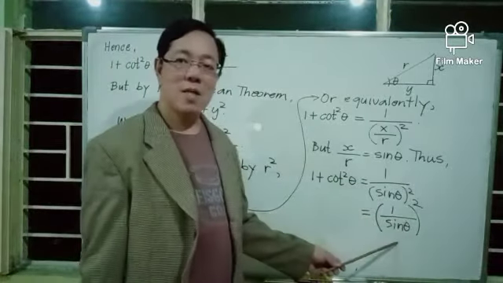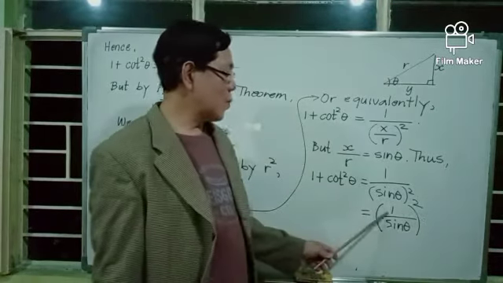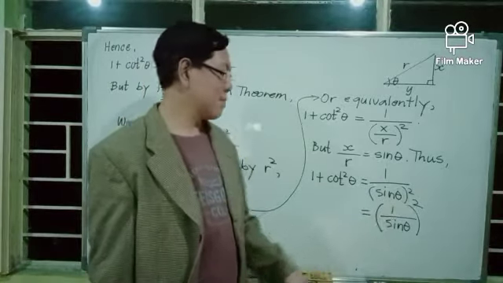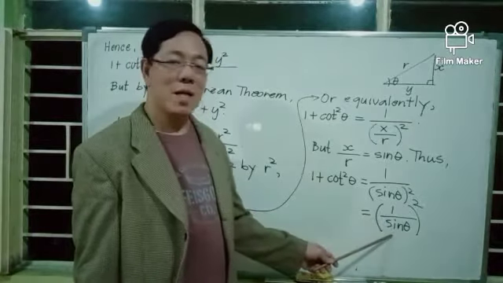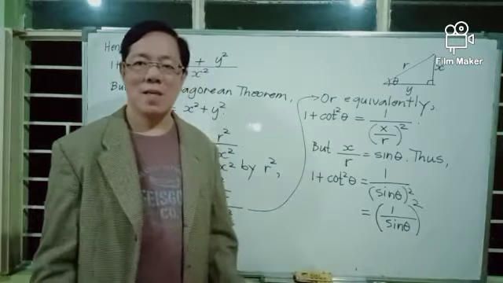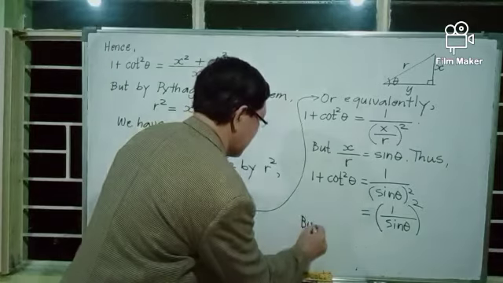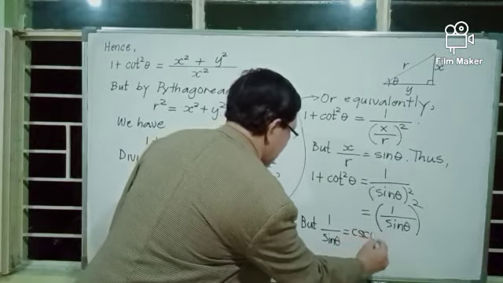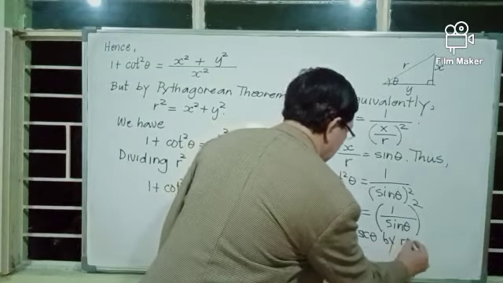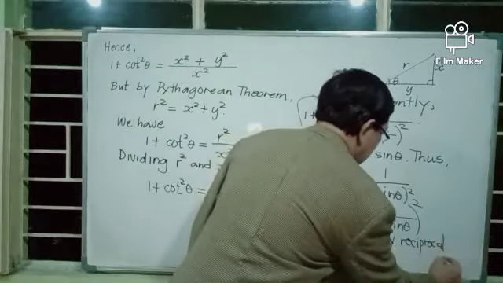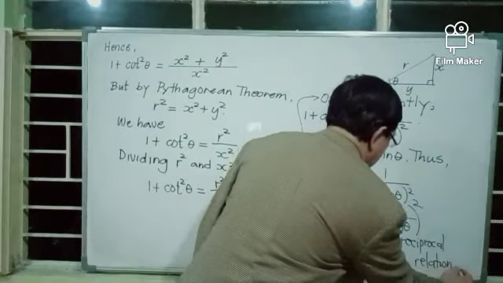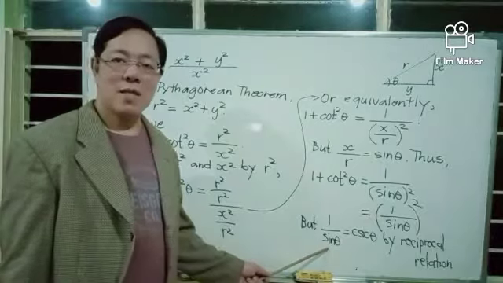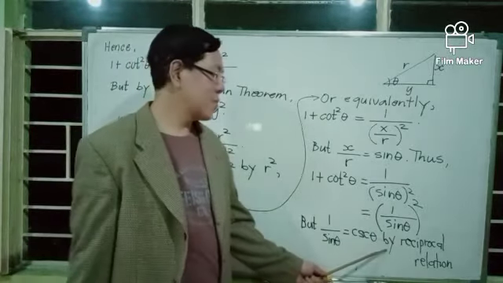Again, the square of 1 over sine theta by property of exponent is equal to the square of 1 divided by the square of sine theta. But the reciprocal of sine, which is 1 over sine theta, by reciprocal relation is equal to cosecant theta. We now replace 1 over sine theta with cosecant theta. The reciprocal of sine theta, 1 over sine theta, is equal to cosecant theta by reciprocal relation.